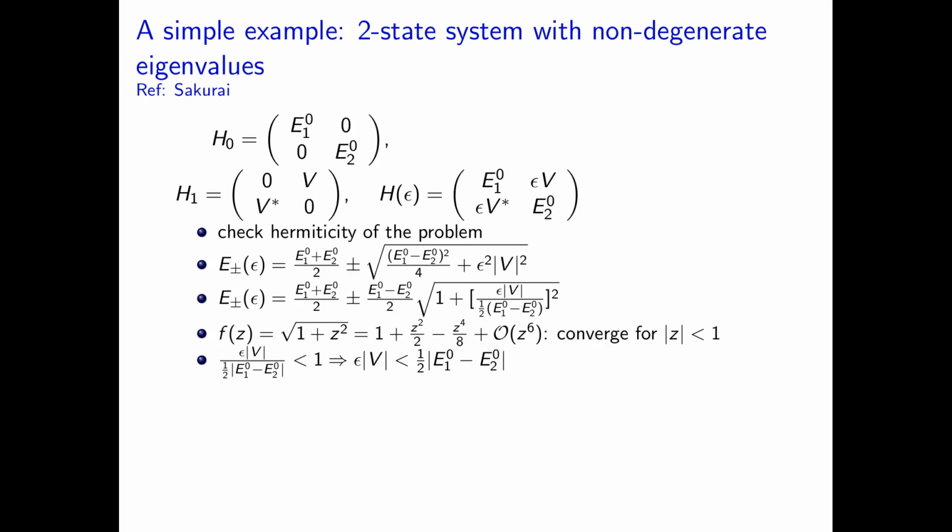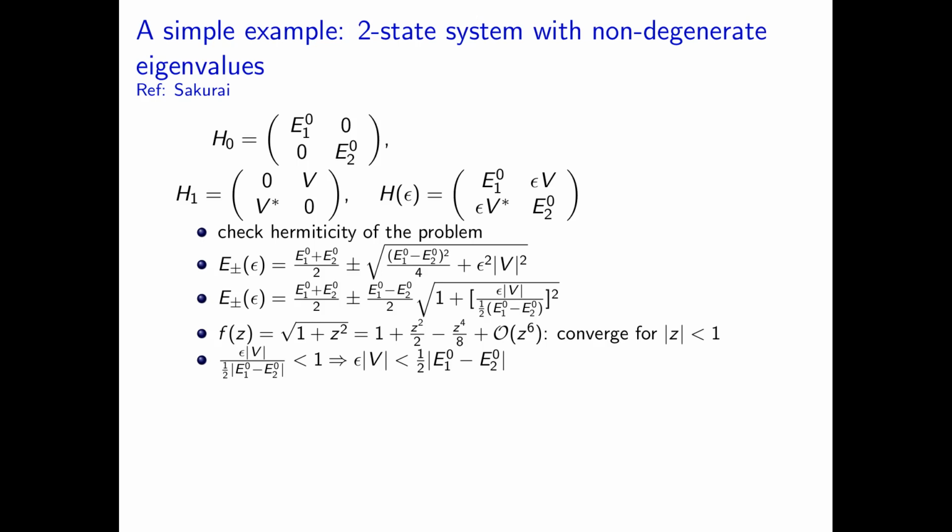So, the whole problem is H epsilon, if you introduce this parameter epsilon, it is E1 epsilon V, epsilon V star E2. If you diagonalize this simply, it comes to the form of E plus minus epsilon. There are two levels, it is a two level problem. It is given by (E1 naught plus E2 naught) by 2 plus minus the square root of (E1 naught minus E2 naught) squared by 4 plus epsilon squared V squared.